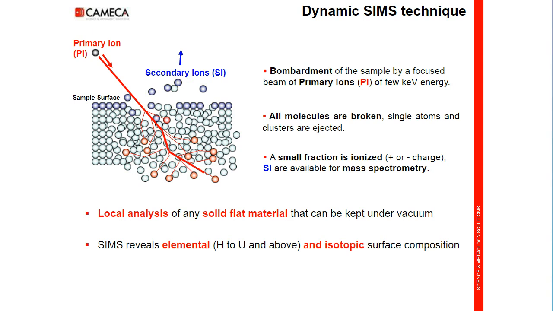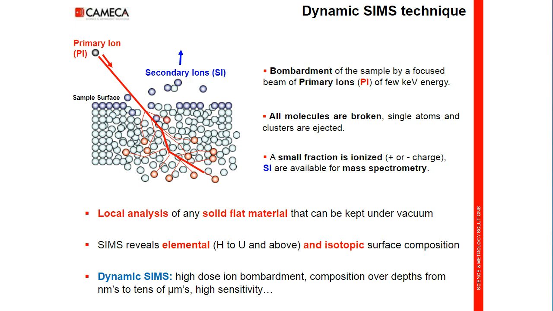Dynamic SIMS is a destructive technique by its nature, and it is based on sputtering of material. It utilizes a high-dose ion bombardment that is able to erode successive layers of the sample, providing information about the elemental and isotopic composition over depths that can range from nanometers to tens of micrometers. Still the most sensitive surface analysis technique available, dynamic SIMS provides elemental detection limits that reach parts per billion for many elements.